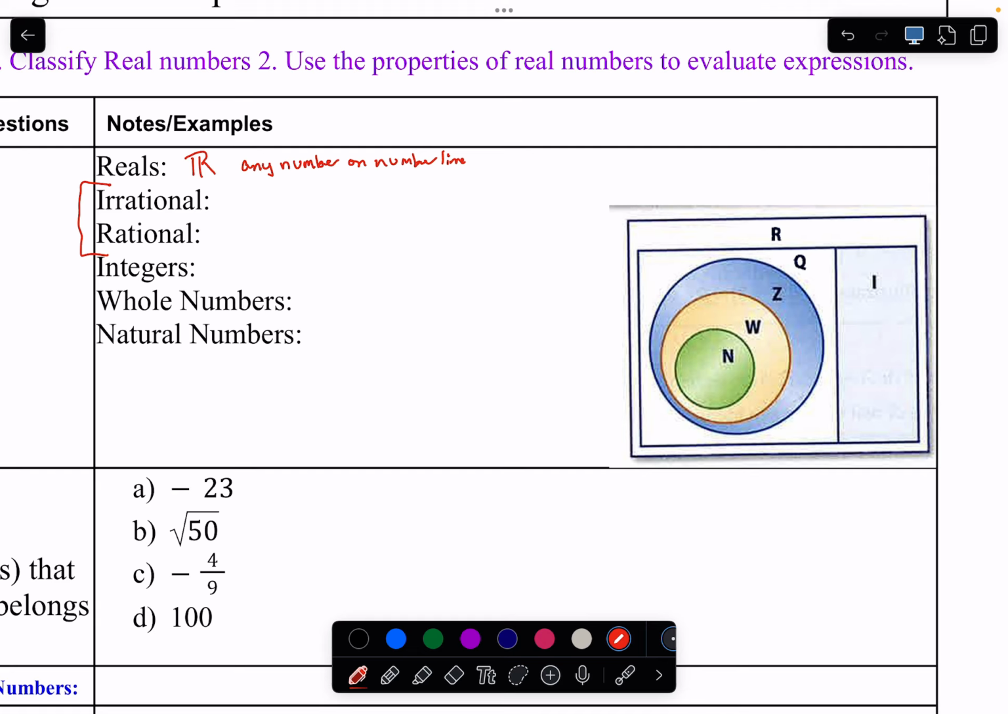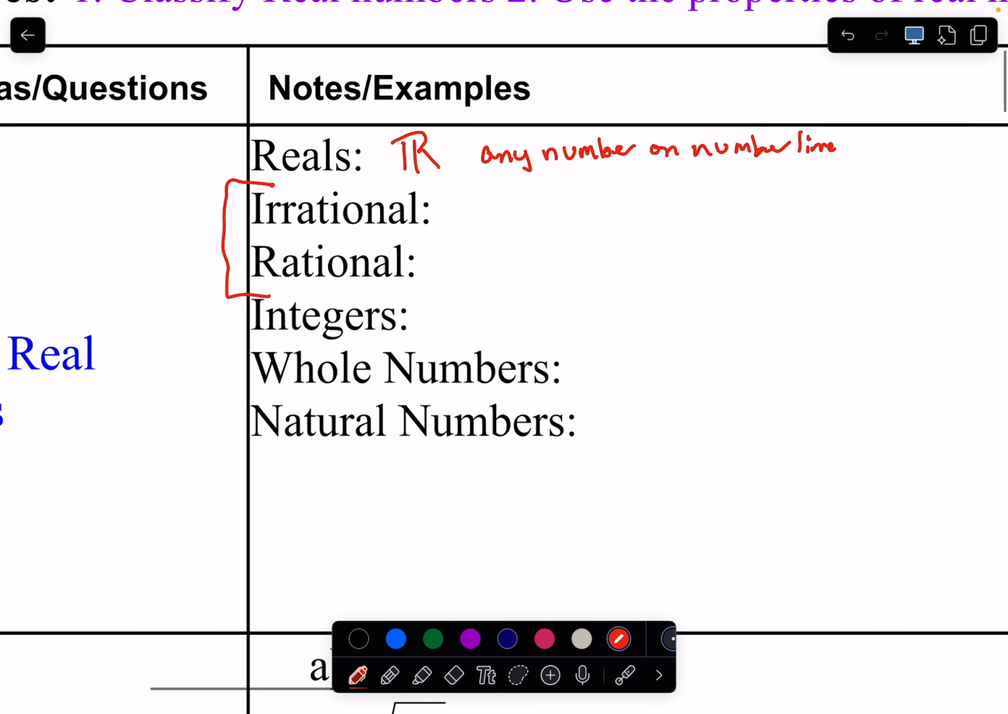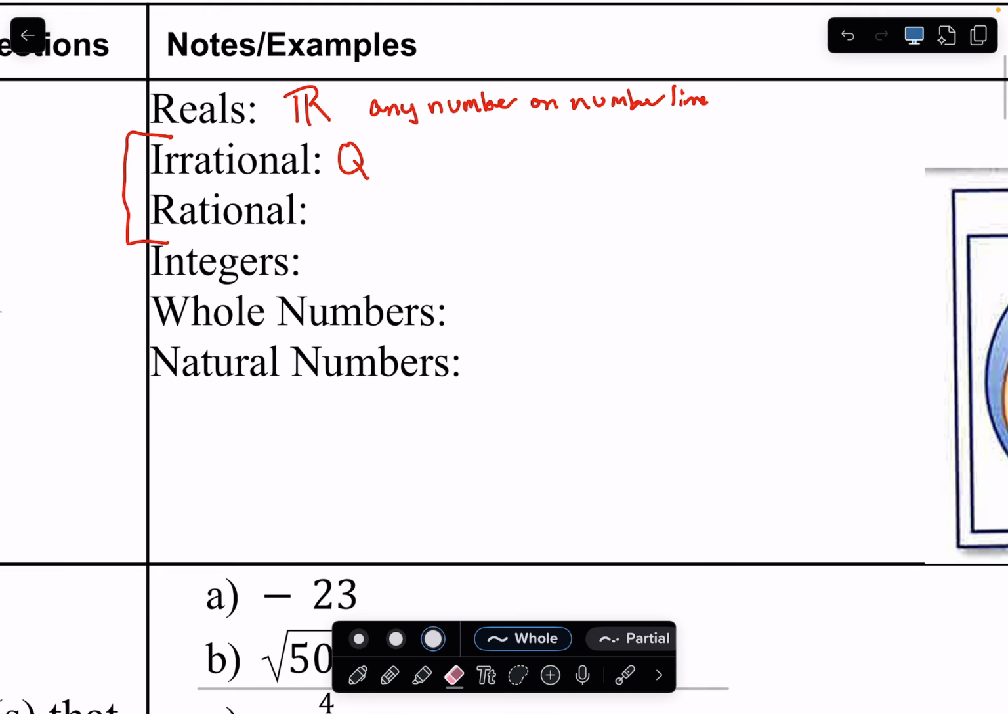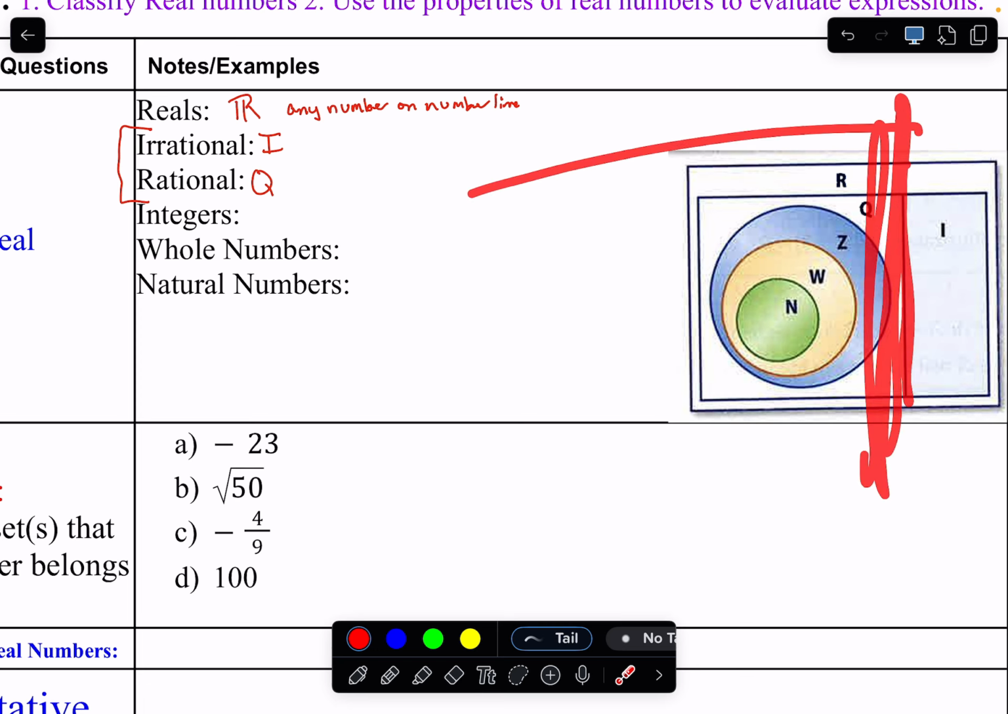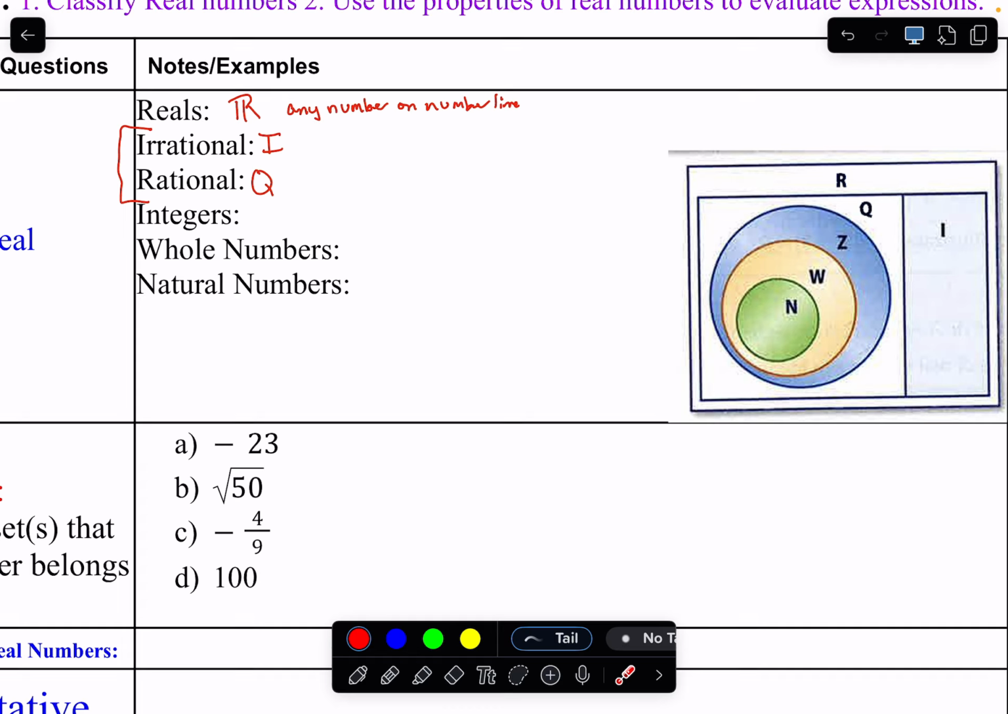Now, once we have decided it's a real number on the number line, the next two ways we think about it are irrational and rational. The irrational is represented by a capital Q. No, it isn't. It's an I. I'm jumping ahead here. Rational is a capital Q. Irrational is an I. Okay? Rational is a Q. So if we look at this graphic, we've kind of broken the real numbers down into two halves. The Q is our rational. The I is our irrational.